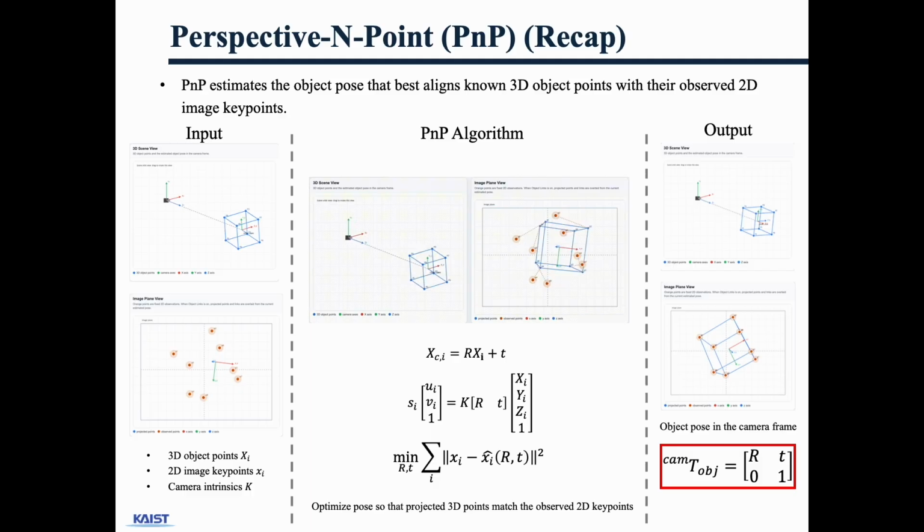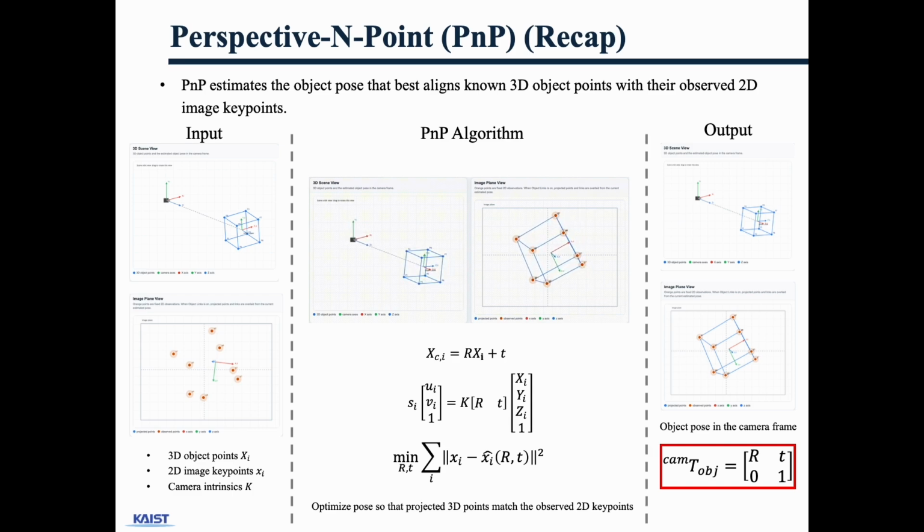Given these inputs, PnP estimates the rotation R and translation T. Together, R and T define the transformation from the object coordinate frame to the camera coordinate frame. In homogeneous form, this becomes a 4x4 transformation matrix.